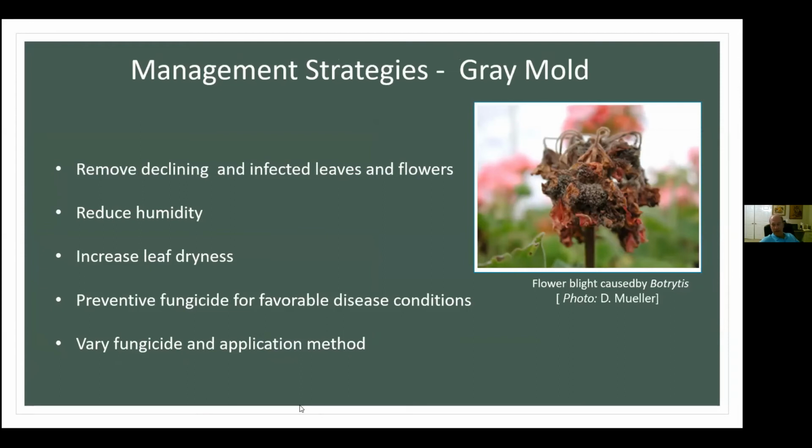Management strategies are both cultural and chemical. Start by removing all declining and infected leaves and flowers to reduce the spread. Reduce humidity with proper watering and plant spacing. These strategies will also aid in increasing leaf dryness. Previous issues may require preventive treatment if conditions are favorable for disease. To reduce fungicide resistance, vary the product and the method of application.